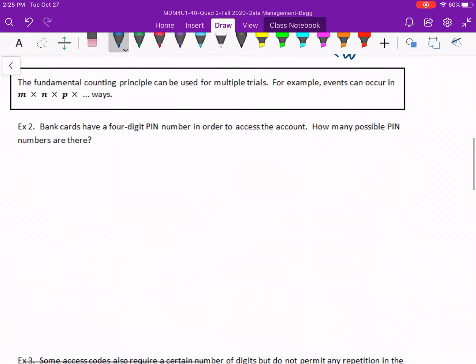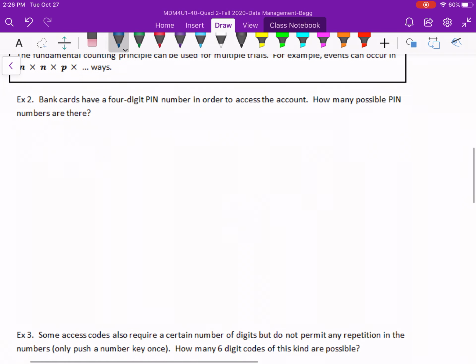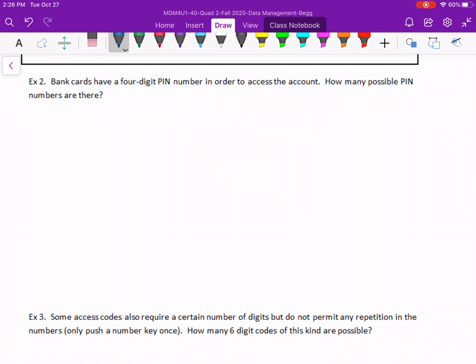The fundamental counting principle can be used for multiple trials. For example, events can occur in m times n times p times etc. for however many different things we want to combine. So for example, if we have a 4-digit PIN number in order to access an account at a bank machine, then how many possible PINs are there?